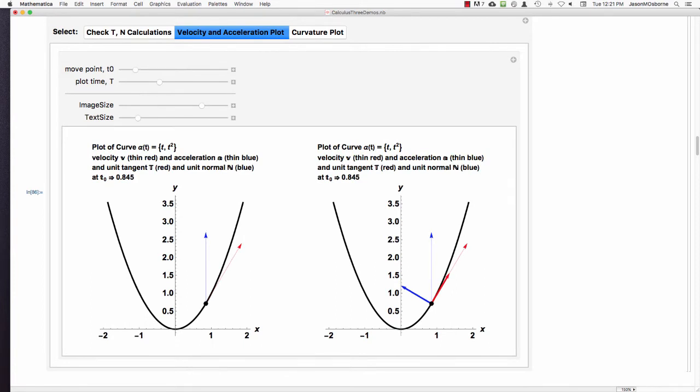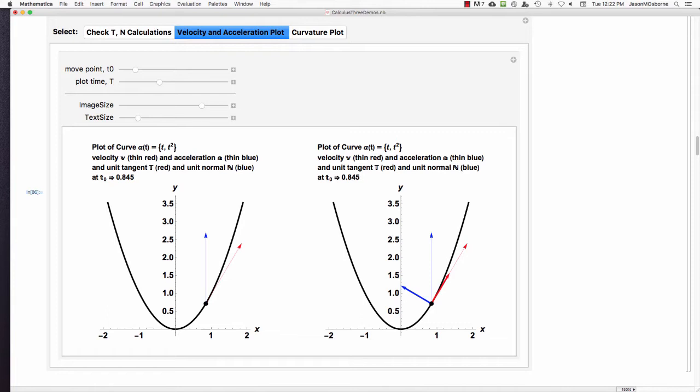So let's take a look at this vector here in red. What we're seeing here is what's called the velocity vector. It's the vector that points in the direction of the tangent line. So we've talked about tangent lines, so you can see here that this red vector points in the direction of the tangent line. And the blue vector is the second derivative of the curve, and that's called your acceleration.